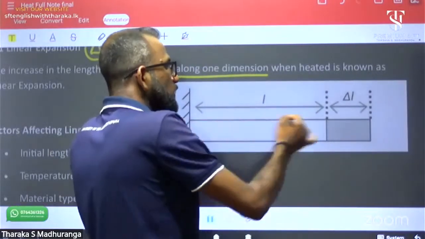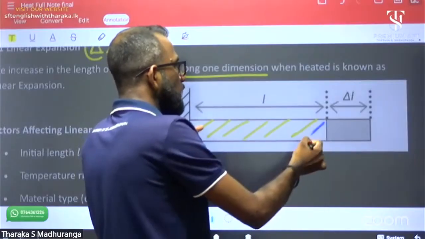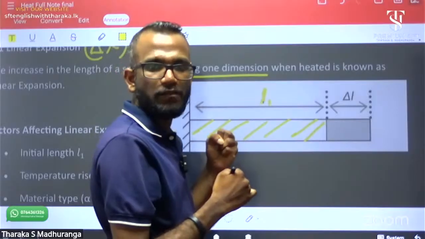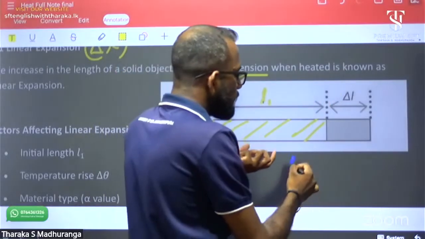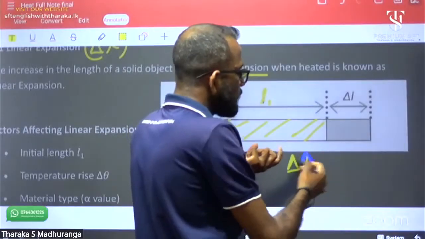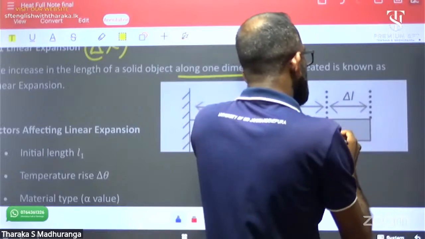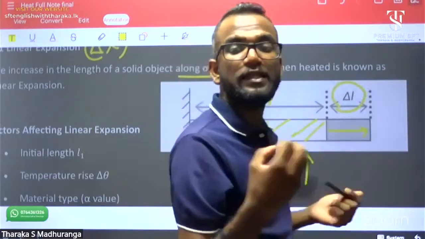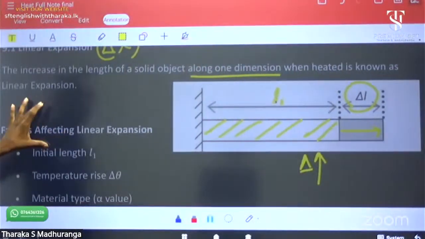Okay, this is the initial length. Think L1 is the initial length. While heating, when we increase the temperature, it increases up to this level. That we call delta L. The length increase amount, delta L.